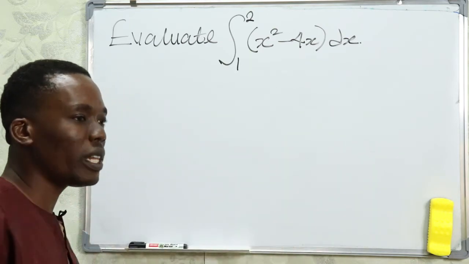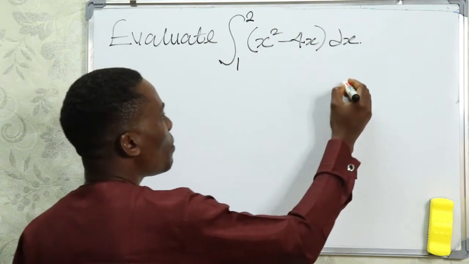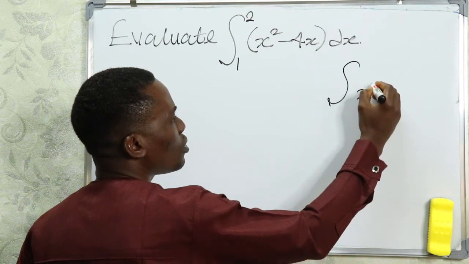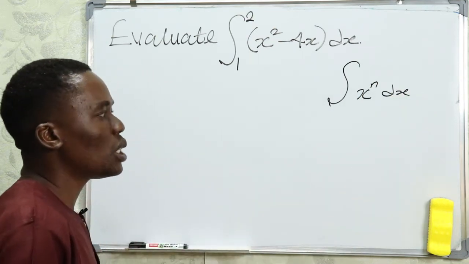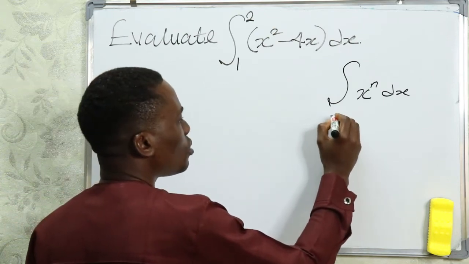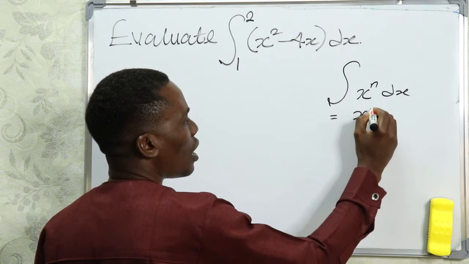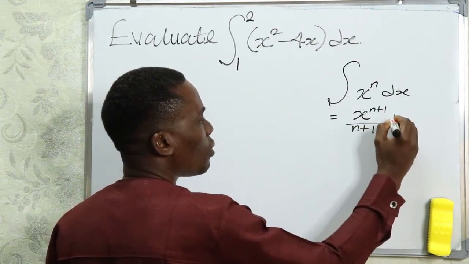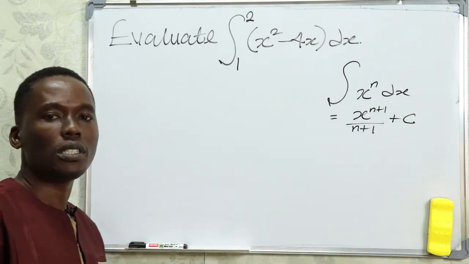Remember, this is the question where we now need to apply the formula for integration. Remember, I told you earlier on that the general formula for integration, if you are asked to integrate x to the n with respect to x, will give you x to the n plus 1 all over n plus 1 plus the constant c, which is the constant of integration.